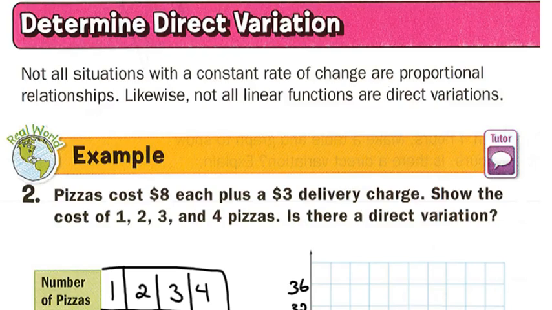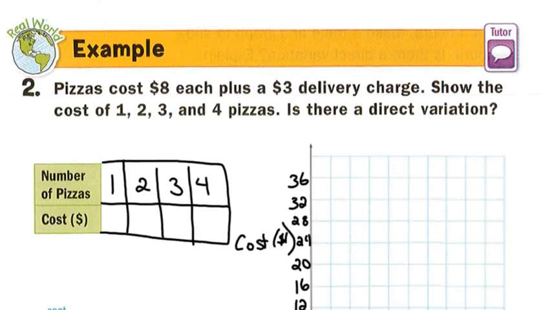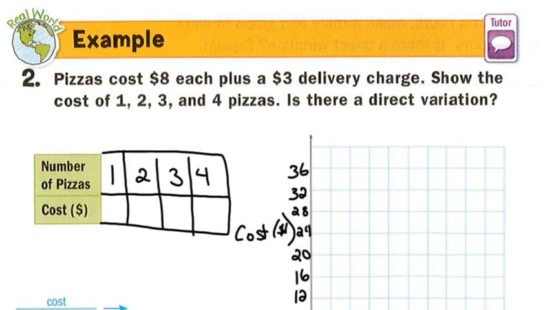All right, not all situations with a constant rate of change are proportional relationships. Likewise, not all linear functions or straight line graphs are direct variations. So just like we determined whether something was proportional, we're going to use that same logic to determine whether a direct variation occurs. So in this example, it says pizzas cost $8 each plus a $3 delivery charge. Show the cost of 1, 2, 3, and 4 pizzas. Is there a direct variation?